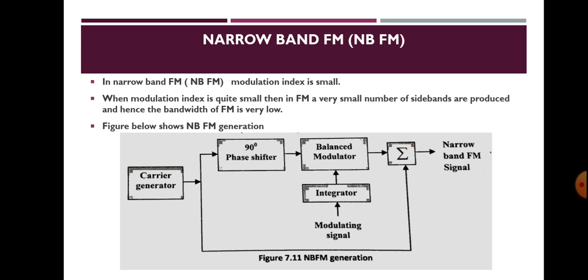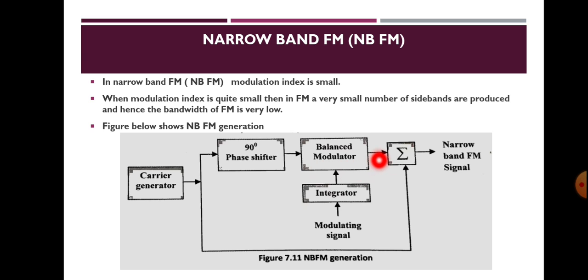In the case of FM there will be a carrier signal and a modulating signal, and here the modulating signal and carrier signal are applied to a balanced modulator. First, the modulating signal is applied to an integrator, as you can see here, and then that signal will be applied to the balanced modulator. Similarly, the carrier signal will first be phase shifted by 90 degrees by a phase shifter, and then applied to the balanced modulator. You know the balanced modulator function, that it acts as a product modulator. So its output will be a double sideband suppressed carrier signal.